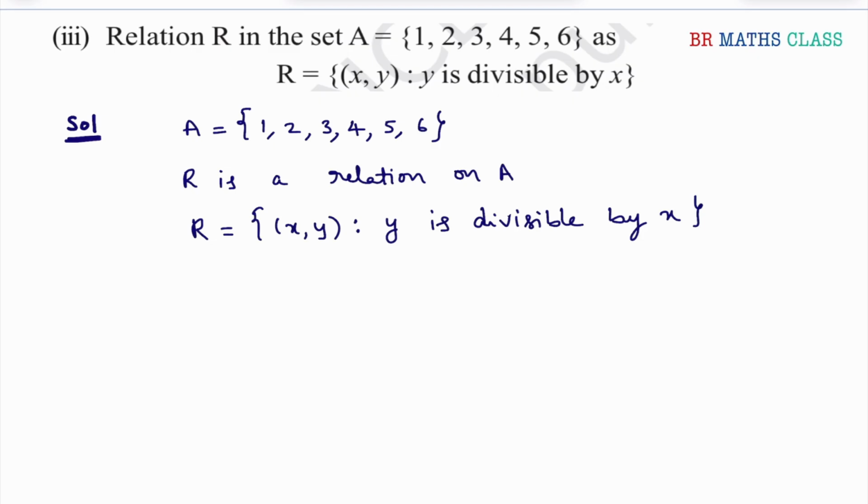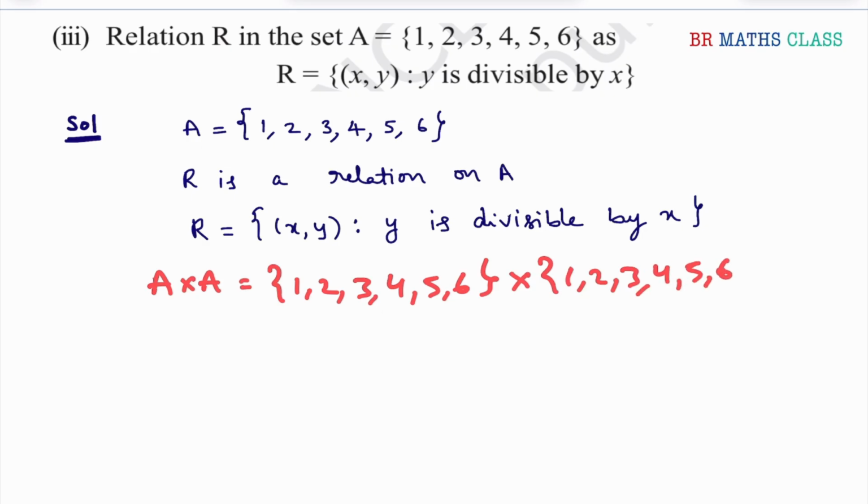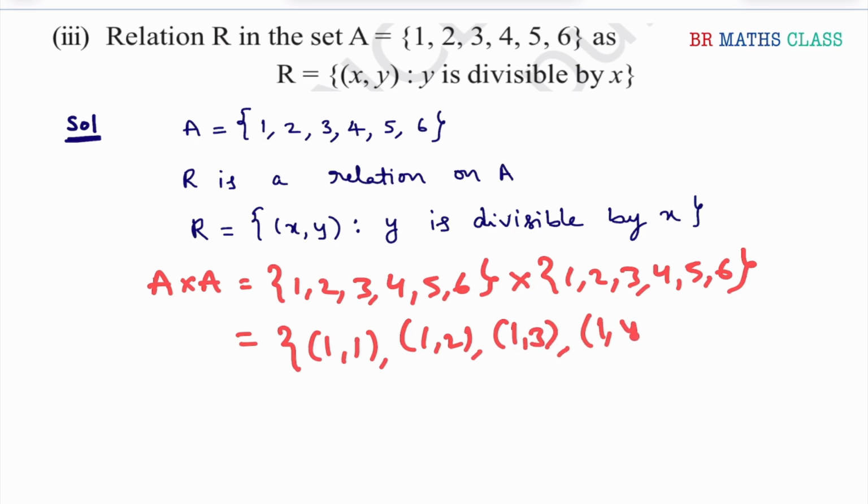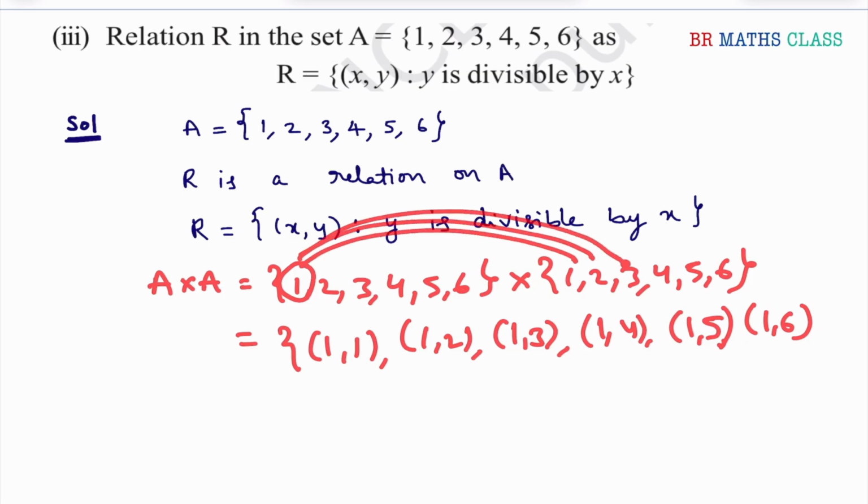Before continuing further, you need to know about A cross A, because all these ordered pairs are from A cross A. What elements does A cross A contain? Look here. A is {1, 2, 3, 4, 5, 6} cross {1, 2, 3, 4, 5, 6}. You tell me: (1,1), (1,2), (1,3), (1,4), (1,5), (1,6). I hope you are understanding. Take 1, you pair it with all the elements.